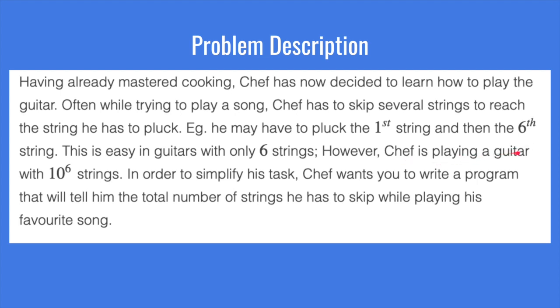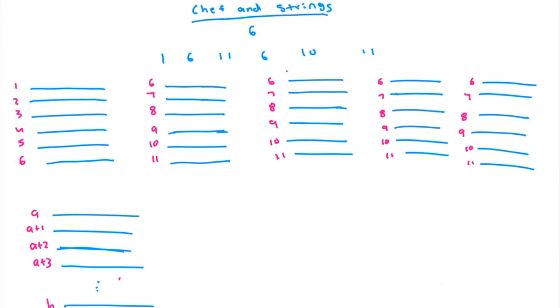And Chef is playing on a guitar with 10 to the power 6 strings. So in order to simplify his task, Chef wants you to write a program that'll tell him the total number of strings he has to skip while playing his favorite song. So let's real quickly look at the example test case.